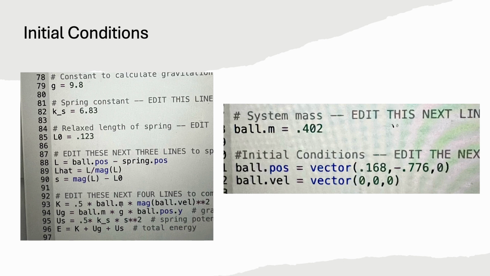And on the right, you can see the ball mass, which was also provided in the video to be 0.402. And then the initial conditions that I found from my Tracker are 0.168 and negative 0.776 for the y. And initial velocity I considered to be 0.